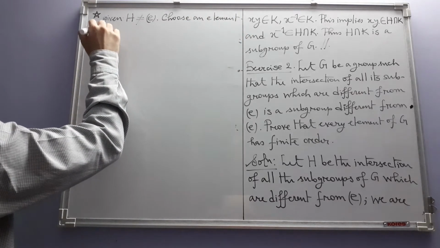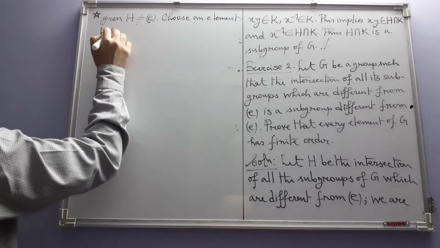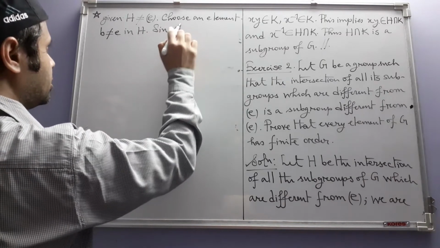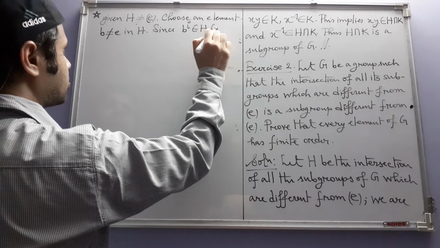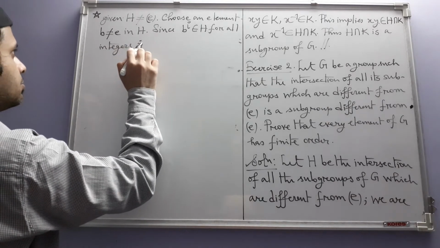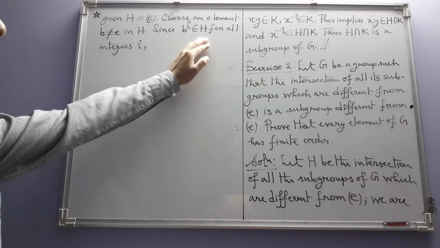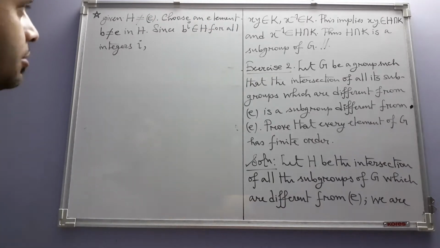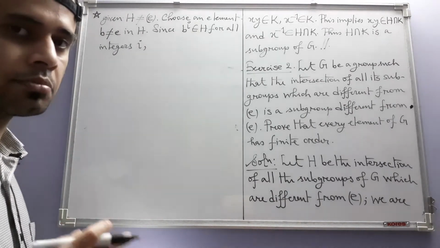Choose an element, say b, not equal to e in H. Since b to the power i belongs to H for all integers i, and that is because H is a subgroup of G, so H is closed under the operation on G. So because b is in H, all of its integral powers will also be in H, but the collection of all such integral powers by definition is what? That is the cyclic subgroup generated by b.